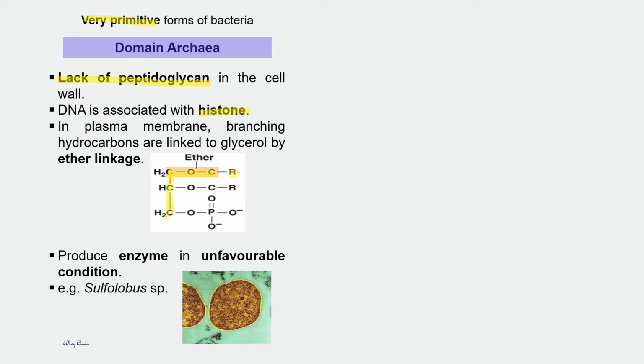If the environment becomes unfavorable to the bacteria, or we say is not beneficial to their survival, the bacteria are able to produce enzymes which are more resistant to the changes. The typical example of domain Archaea is the Sulfolobus species.